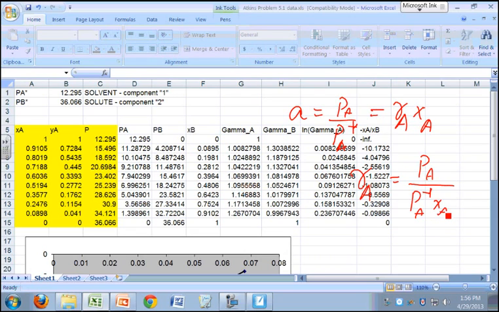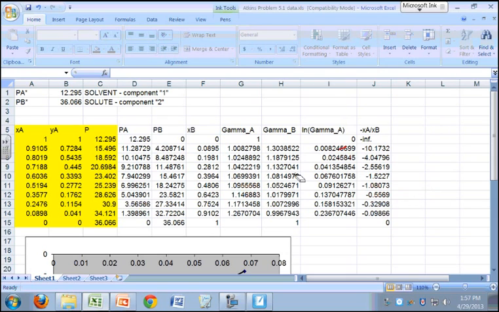In other words, this one is the actual partial pressure of A, and this is what the partial pressure of A would have been if A was behaving ideally, not disobeying Raoult's law. P star A times X of A would be the partial pressure of A if it were to obey Raoult's law. So if these two are equal, then your gamma sub A is equal to 1. Okay? So let's see. What do we have here?